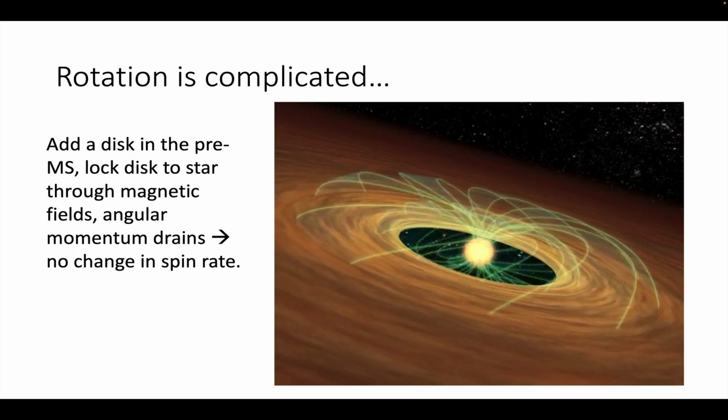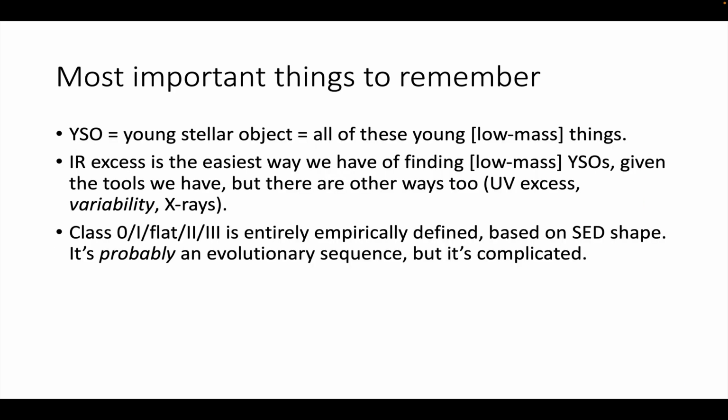So you will end up locking the rotation of the star to the Keplerian rotation rate of the disk, where the magnetic field lines thread the disk. It's draining angular momentum through the field lines into the disk. And so the star doesn't change rotation rates. I have spent literally decades trying to understand how this works. Really complicated. So out of all of these things, here are the most important things to remember.